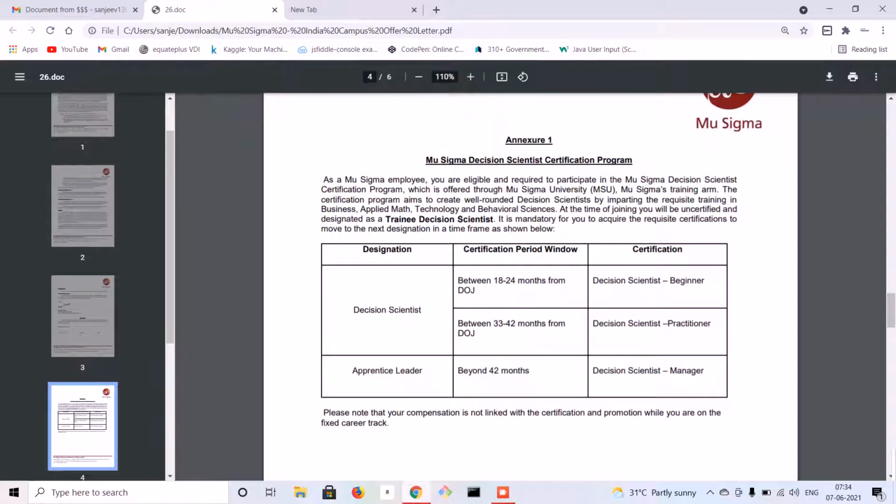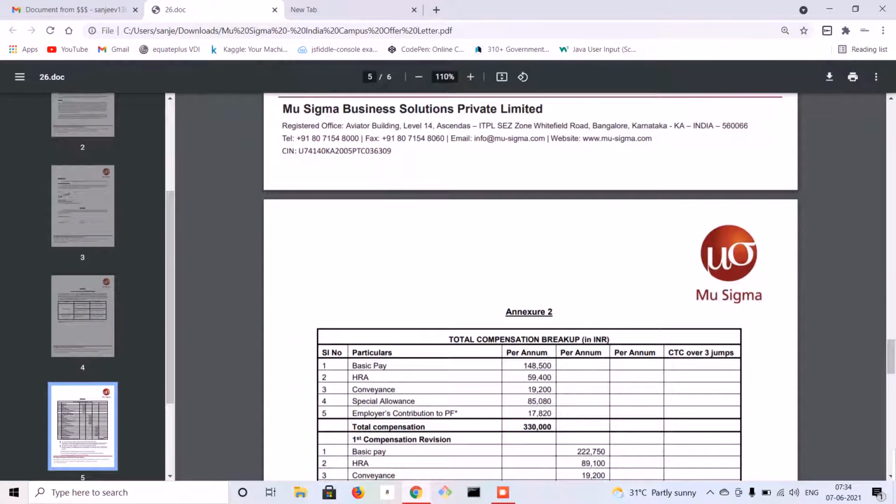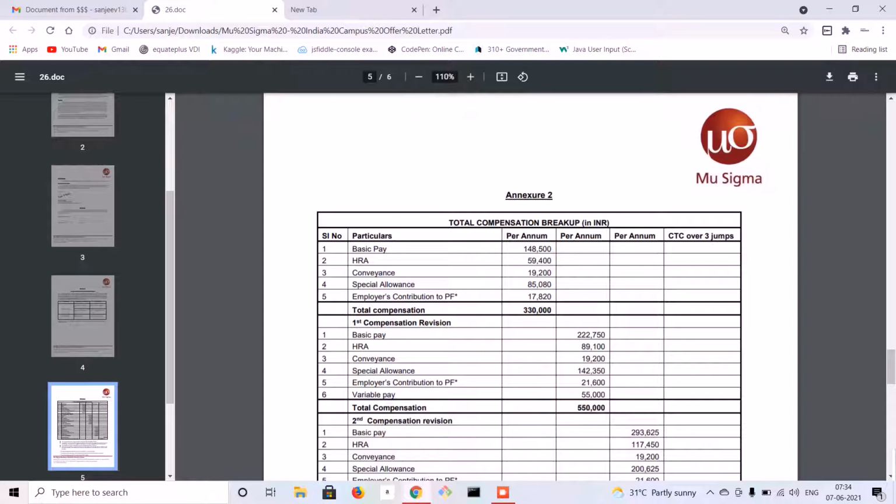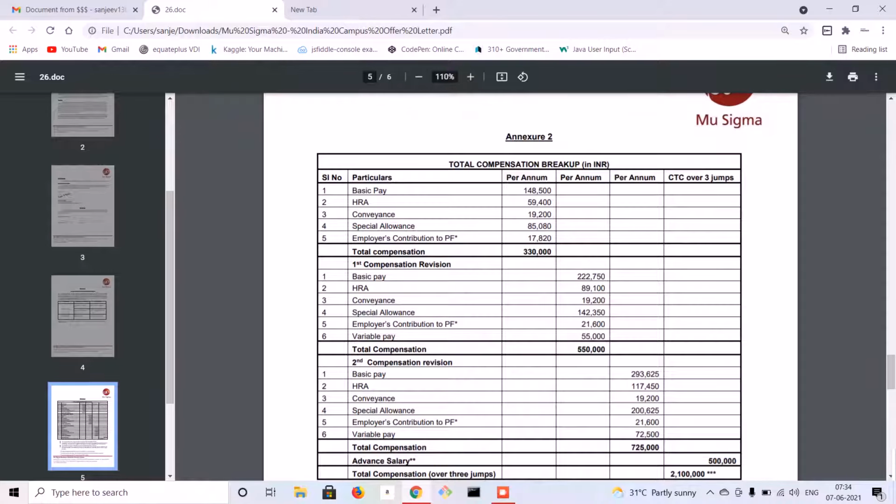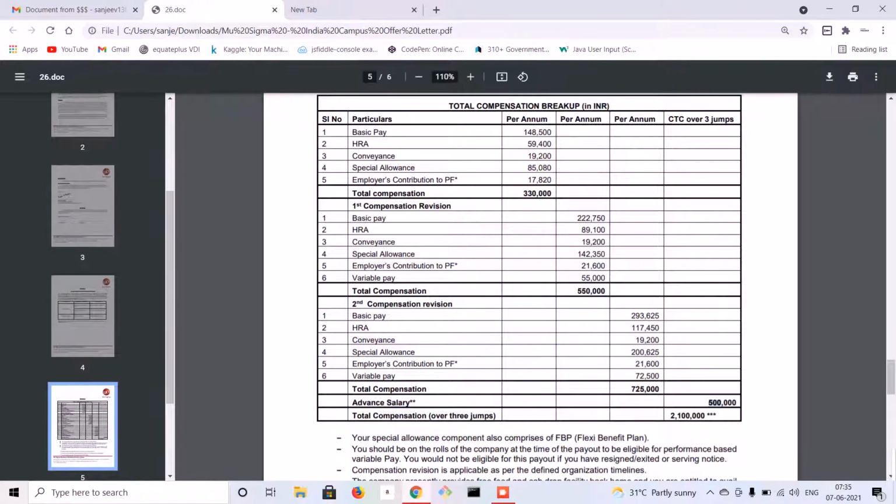Now let's talk about the most interesting part, the compensation breakup of a Nu Sigma employee when you join. This is the part you might be waiting for. You can see the per annum figure: when you join Nu Sigma, it has a basic pay of 1,48,000 per annum. You can divide by 12 to get the per month figure. So initially you get roughly 24-25k in your training and in your first year. After completing this, you will get this 5 lakh bonus. That's the interesting part which attracts most people.